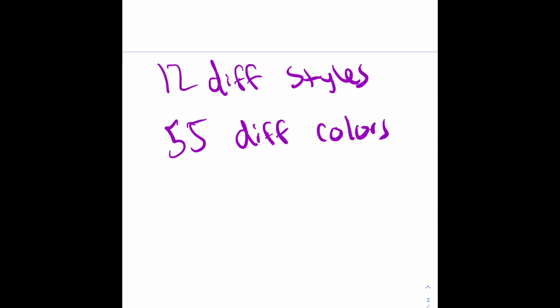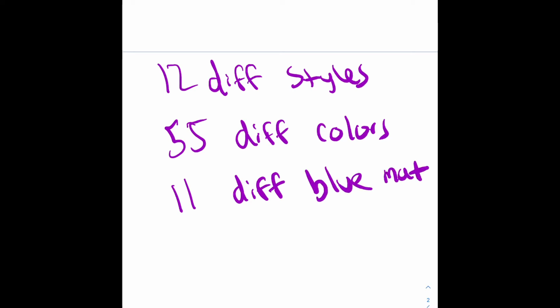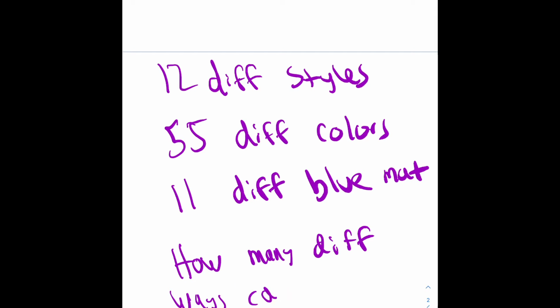So we can use, and then in addition, we also want blue mat boards, and there are 11 different blue mat boards. To recap, we're going to do a picture frame with 12 different styles, 55 different colors, and 11 different blue mats, which I'm assuming means the backdrop of the picture frame. How many different ways can we frame the picture?